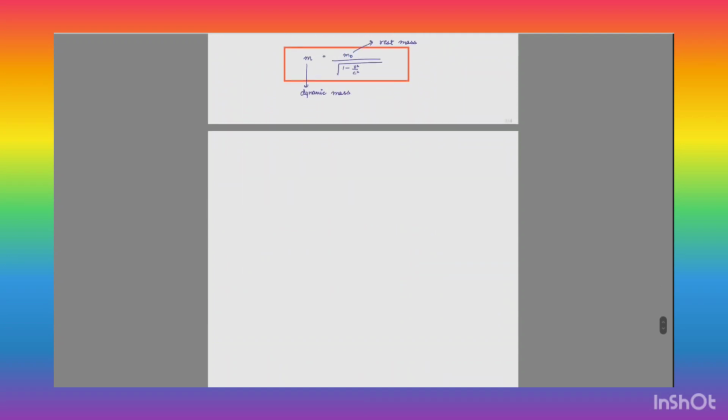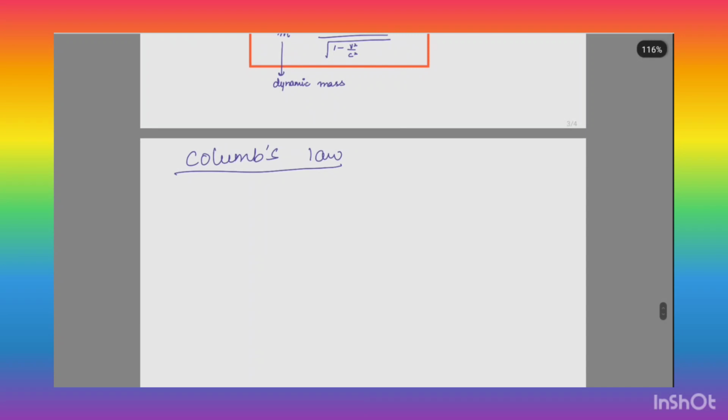Next comes Coulomb's law. Force is equal to K into Q1 into Q2 upon R square.